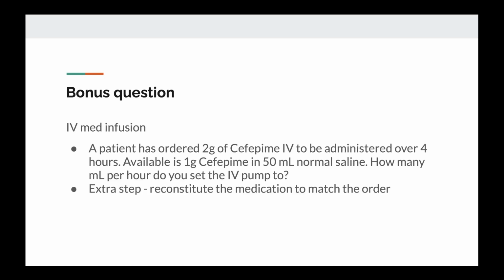We're going to make it a little more complex on one last question. A patient has ordered 2 grams of cefepime IV to be administered over 4 hours. Available is 1 gram cefepime in 50 milliliters normal saline. How many milliliters per hour do you set the IV pump to? Now, there is an extra step here. There's a couple different ways to do it, but this one I think you can figure out mostly on your own. We have to turn that 1 gram cefepime in 50 milliliters into what they have ordered, which is 2. So you're literally just going to take that whole line and multiply it by 2.